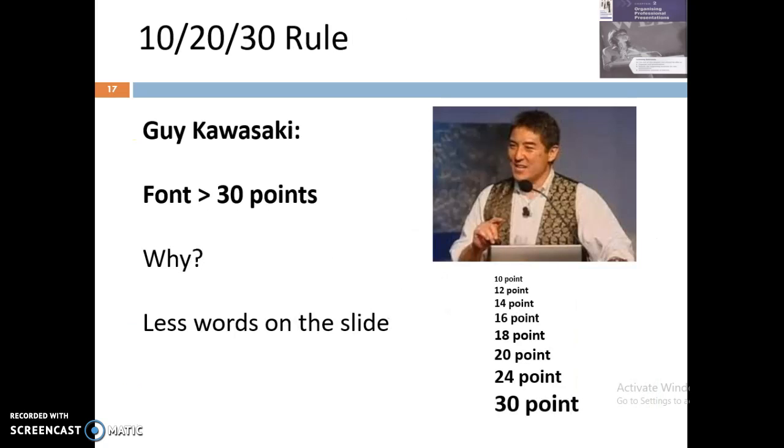This is Guy Kawasaki, and he talked about the 10-20-30 rule. He believes that a presentation should consist of only 10 slides, and within the 10 slides, the maximum amount of time required is 20 minutes. And the 30 rule refers to the 30-point font size that you might want to use on your slide. Reason is, he thinks that the less words would be better.